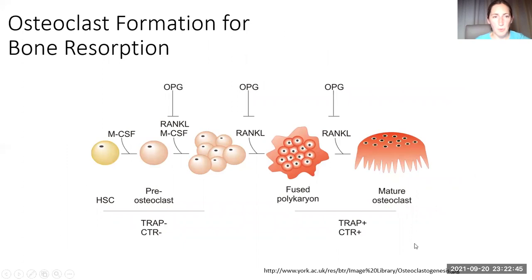So how do these drugs work? We're talking all about bone resorption, and that's done by a cell called the osteoclast. The osteoclast is derived from hematopoietic stem cells and receives multiple signals from other cells in the bone that stimulate its differentiation, proliferation, and fusion to become these giant multinucleated osteoclasts.